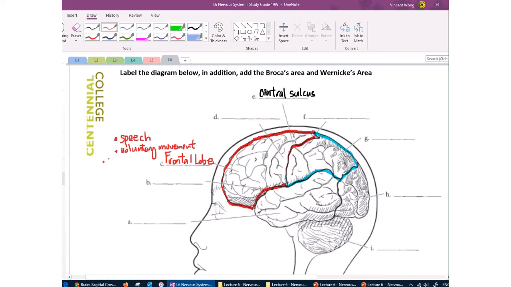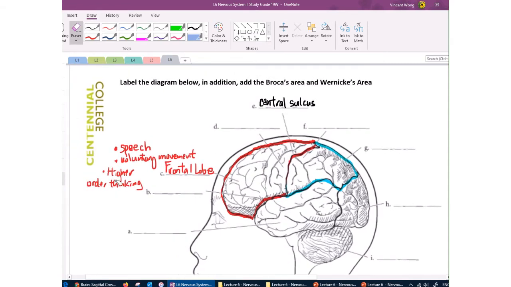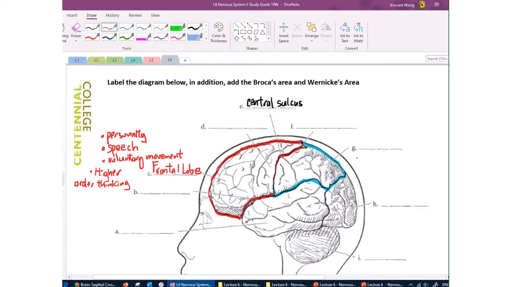complex thoughts, higher order thinking, like math, abstract stuff, like time, for example. All those higher order thinking occurs in the frontal lobe. Personality. Okay, so all these things are associated with the frontal lobe.